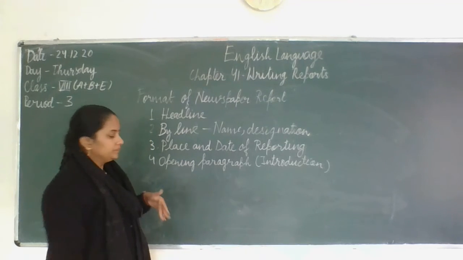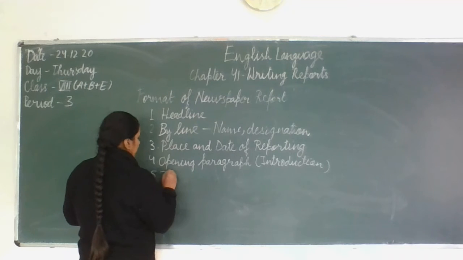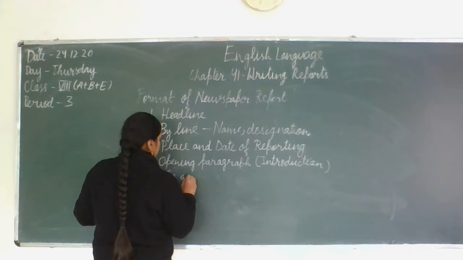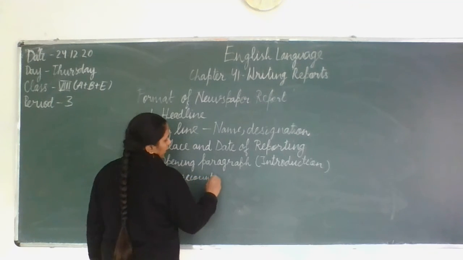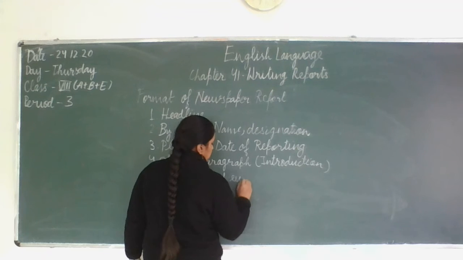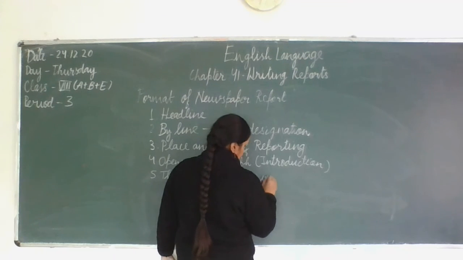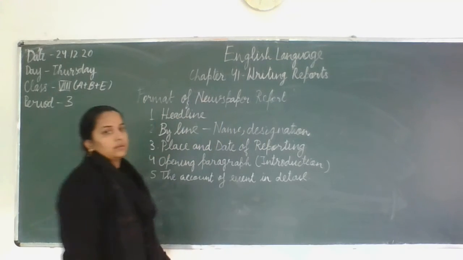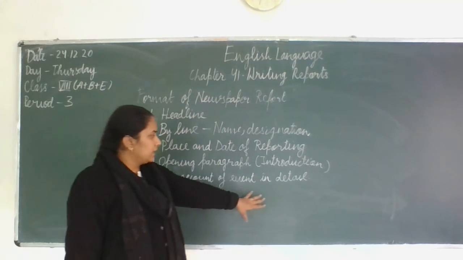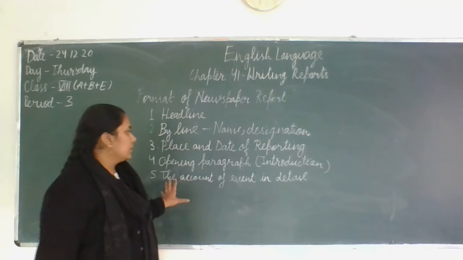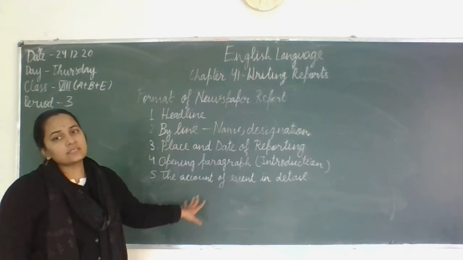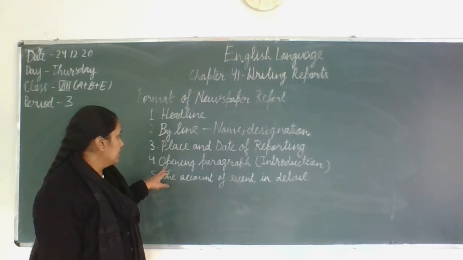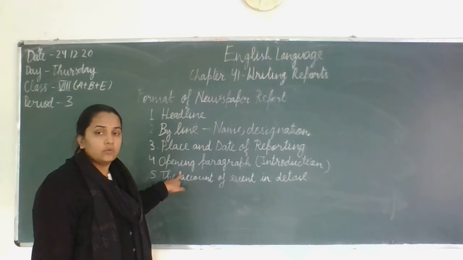After this comes the account of the event in detail. Here you will explain everything. For example, suppose there is an accident. A train accident happened and this many people were killed. Then this will be in the opening paragraph.